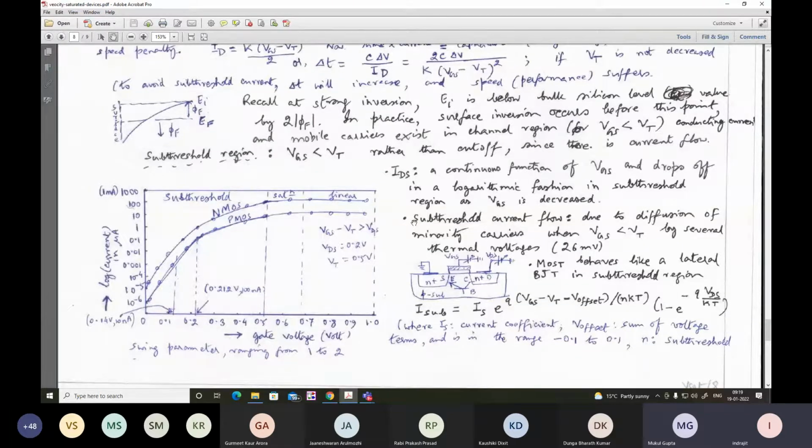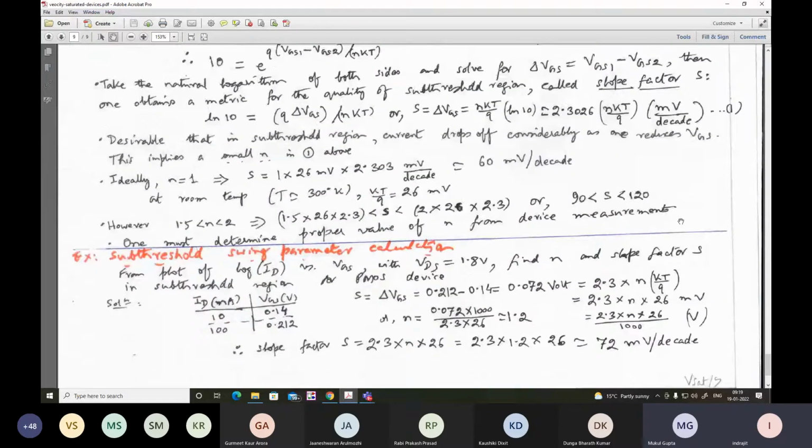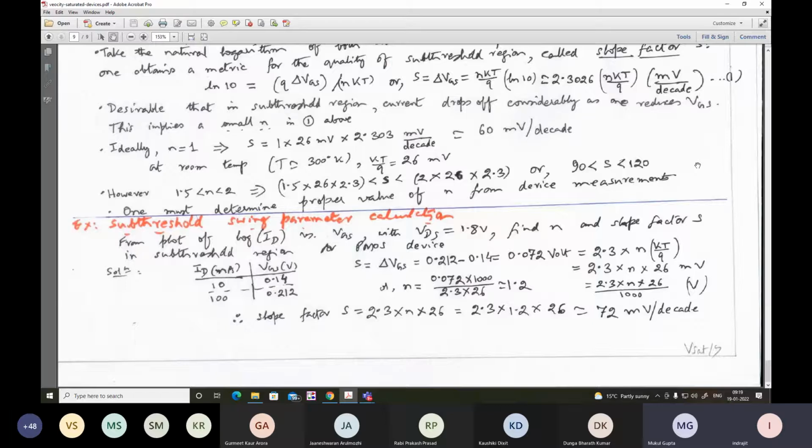That means designers do not attempt aggressive downscaling of the threshold voltage. That's all.